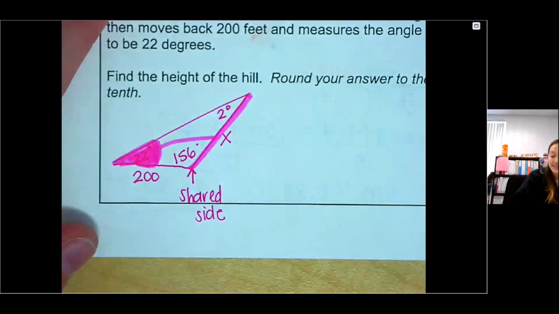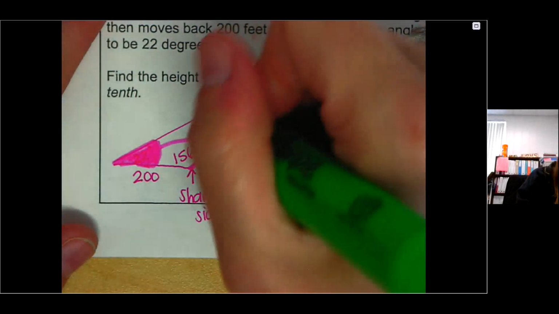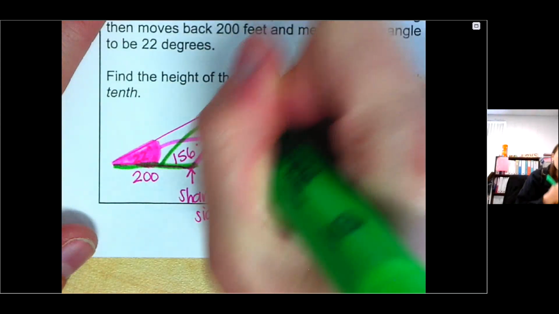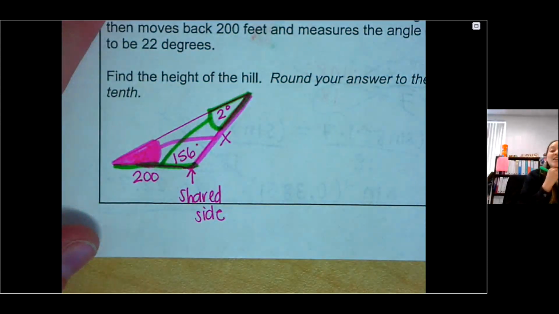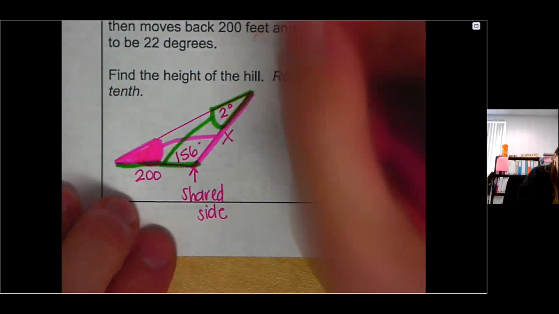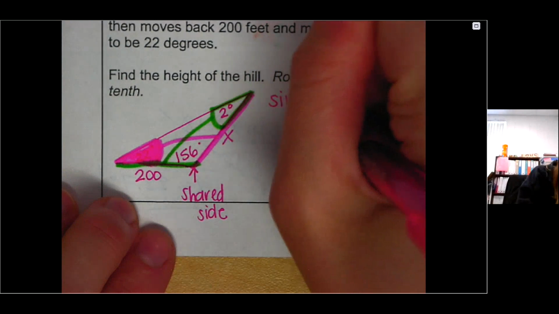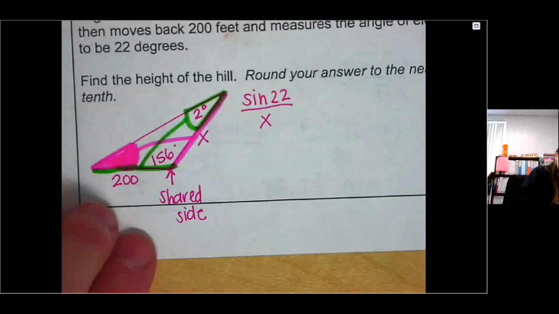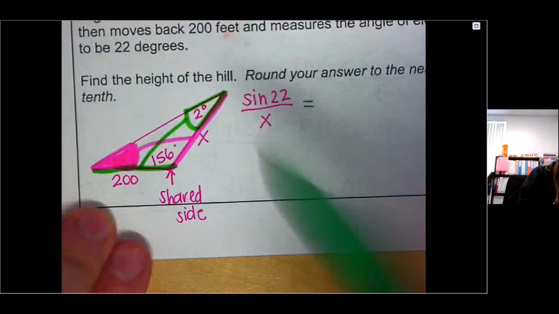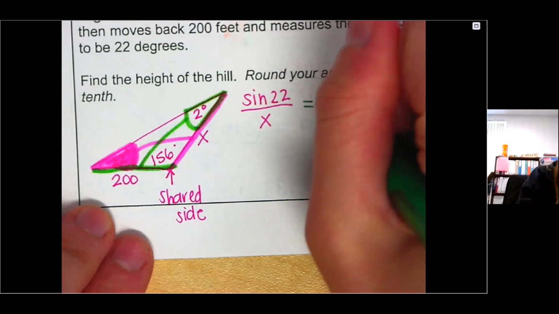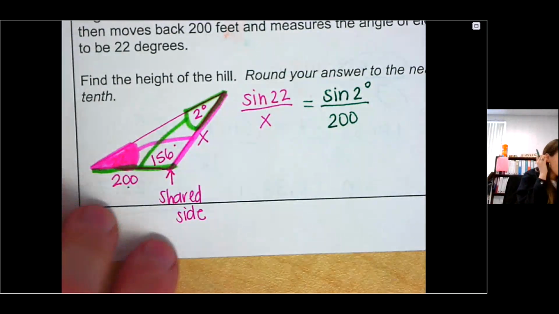So I already have one side length. And I can actually do it a second time because I also have this side is 200 and the angle across from it is 2 degrees. So I'm going to use the law of sines here to help me solve for this side length over here. So what I'm going to do is this. I'm going to take the sine of 22 over the side that it has across from it, which is the x, equals the sine of 2 degrees over 200, right? Because that's the side length, and then that's the angle that was given to me.